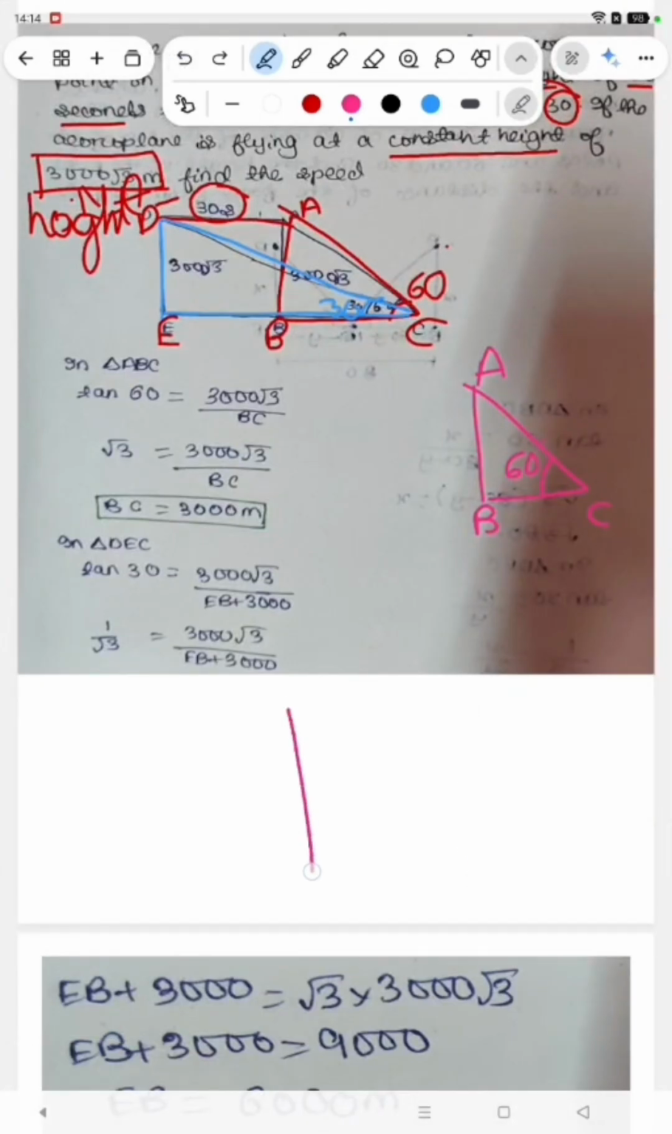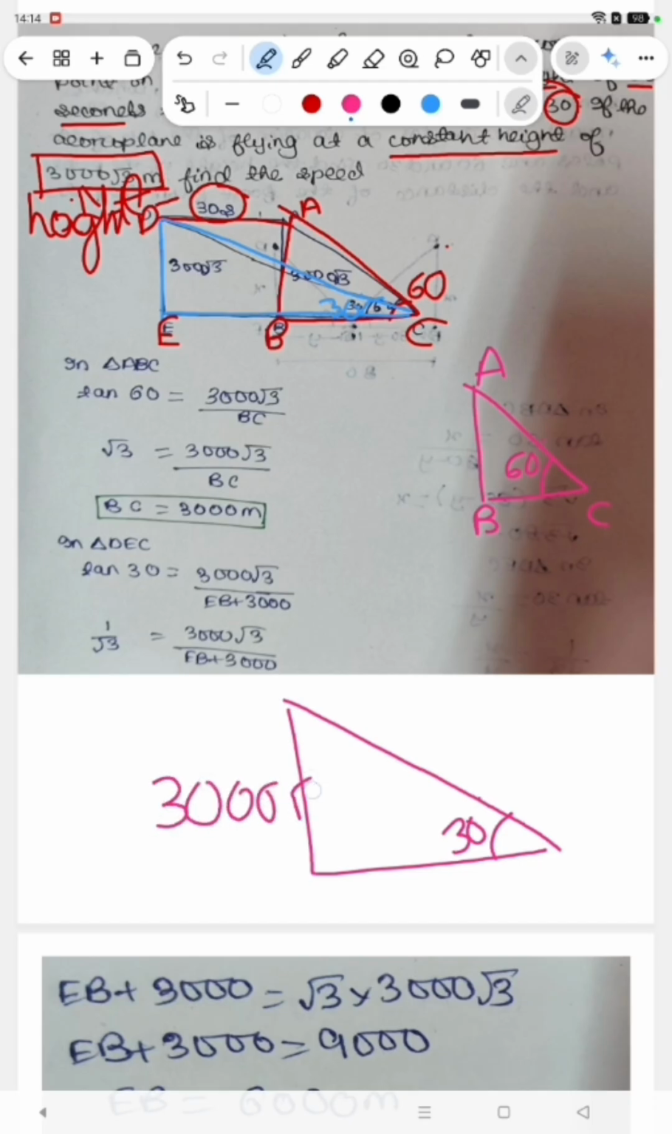And another triangle I am doing here. Now here the angle becomes 30 degree. The height is given, 3000 root 3 meter. Okay, and the naming is D, E, C.